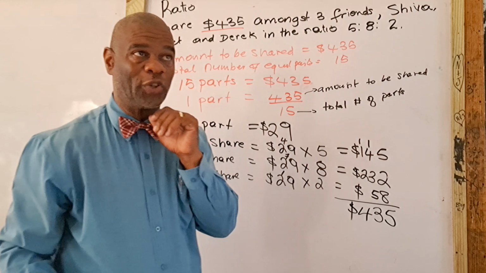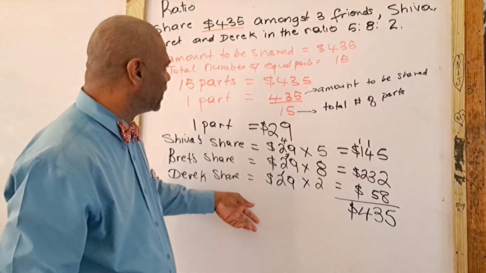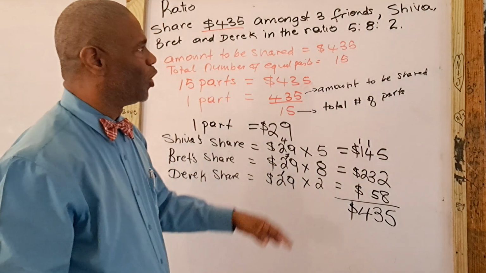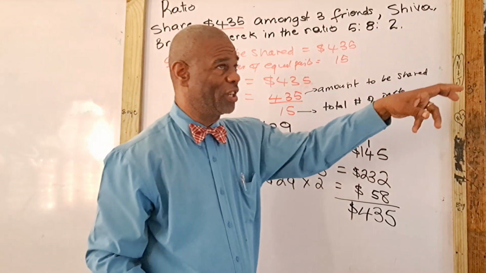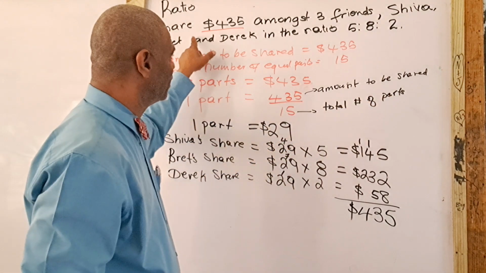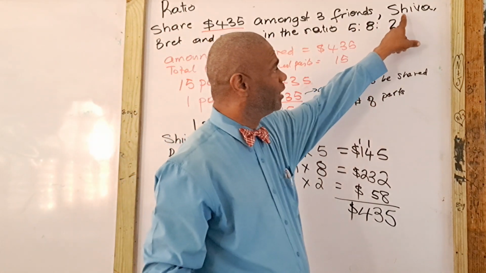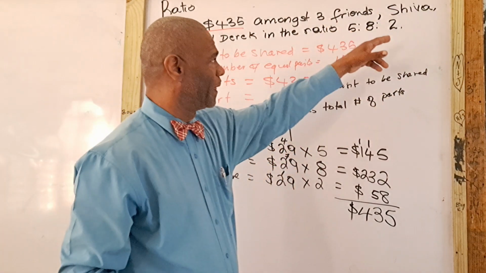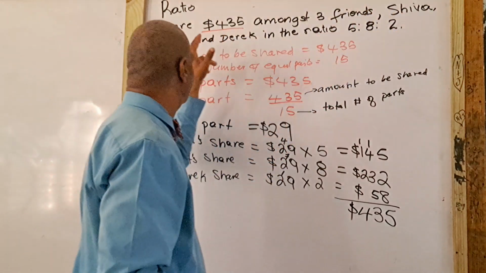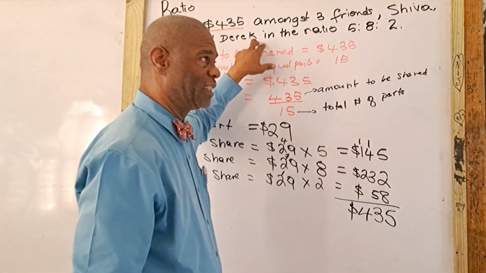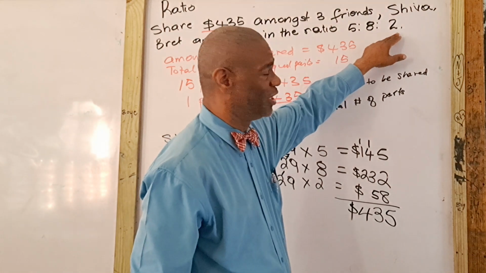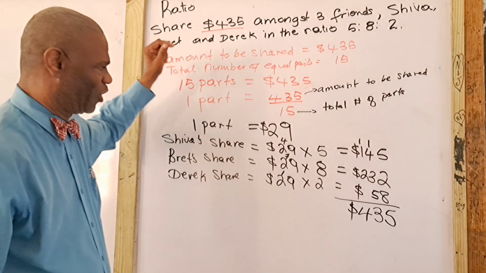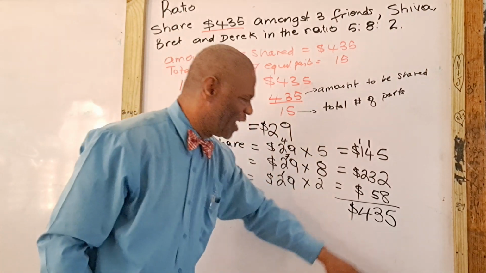Now the question was asked, how do you know that Brett is to get 8 parts? Right? The ratio is given in the same order in which the persons come in which it is to be shared. So the order in which the persons come, so we have Shiva, Brett, and Derek. Right? The ratio in which it is to be shared must follow that order. Alright? Must follow that order. And so there we have it.